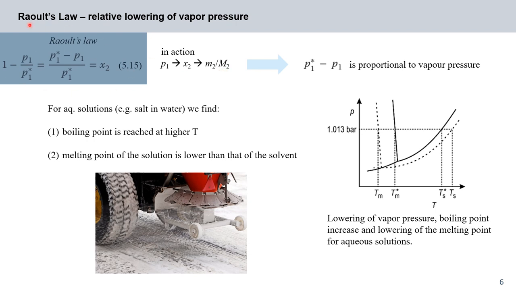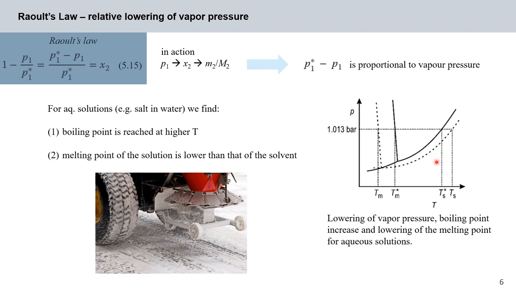Looking at equation 5.15, we know that the relative depression of a vapor pressure for a solution of a certain concentration is constant, meaning it's equal to x2, and the absolute vapor depression, p1* minus p1, is therefore proportional to the vapor pressure. So this means the vapor pressure curve of a solution is always below that of a solvent. It also means that with decreasing temperature, the distance between the two curves decreases, as we schematically see here in this figure.